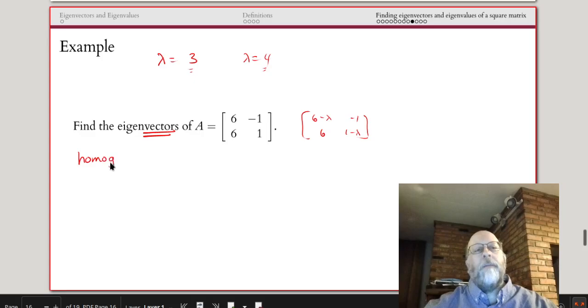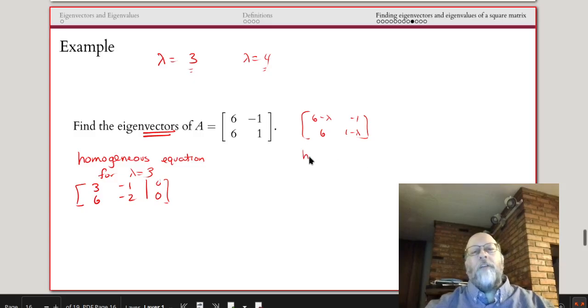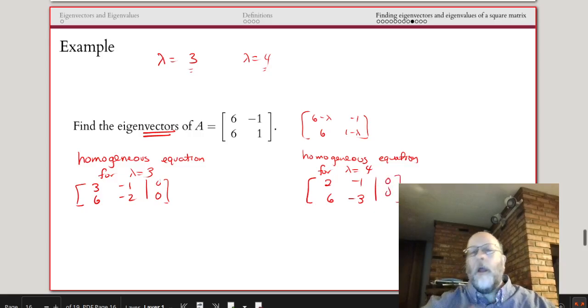So the homogeneous equation for lambda is equal to 3. 6 minus 3 is 3, negative 1, 6, 1 minus 3 is negative 2. And the homogeneous equation for lambda is equal to 4. 6 minus 4 is 2, 1 minus 4 is negative 3. All right.